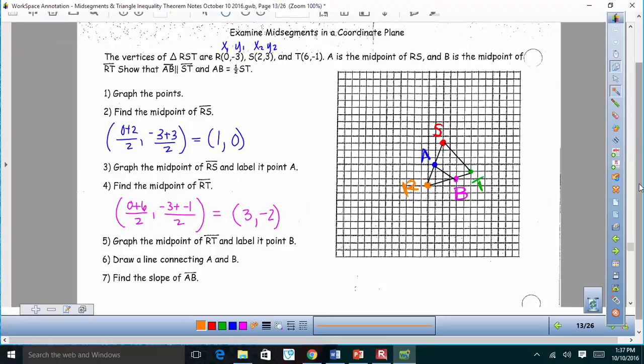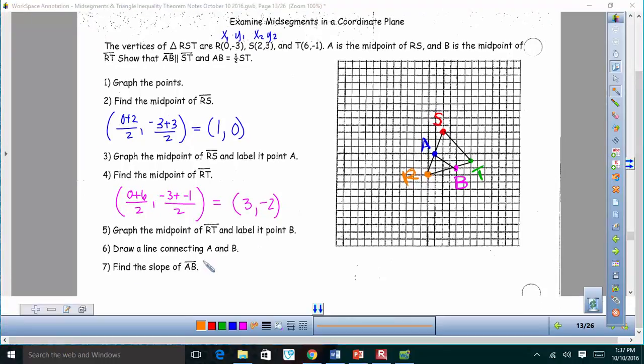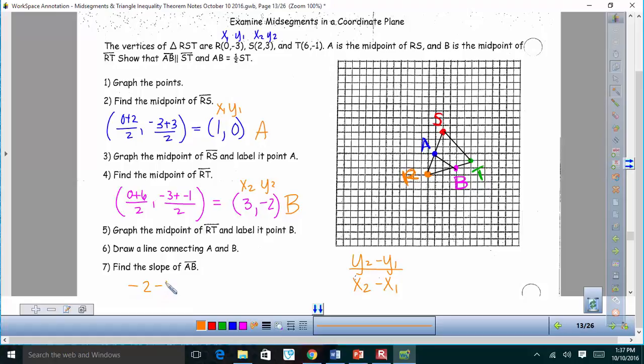Okay, then it asked me to find the slope from A to B. So if this is A and this is B, do y'all remember the slope formula? y2 minus y1 over x2 minus x1. So that would give me negative 2 minus 0 over 3 minus 1. That would be negative 2 over 2, which is going to give me a negative 1.